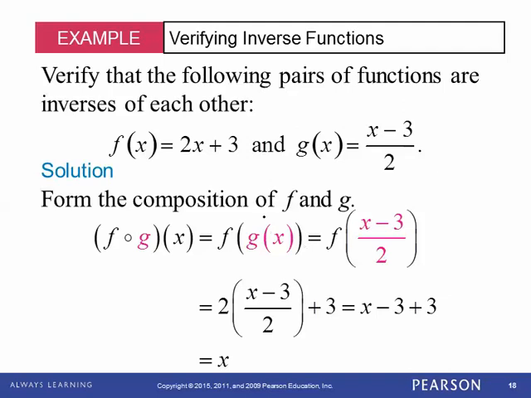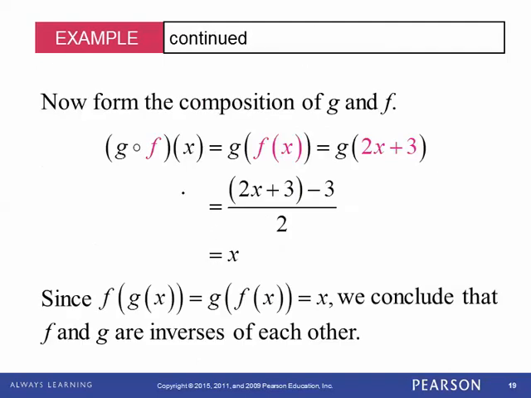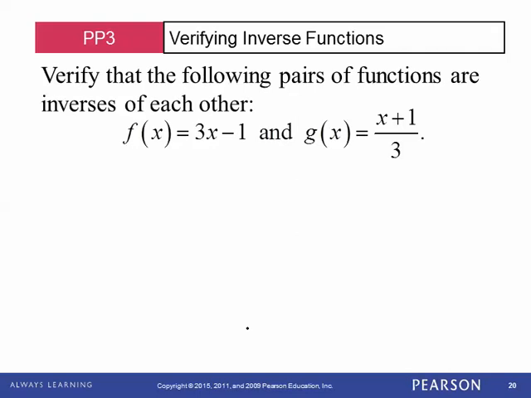So now we got to go the other way. G composed with f. So take the f function, take it into the g function. 3's cancel, the 2's cancel, leaving you with x. So they undid each other's work, therefore these guys are inverse functions of each other. Of course, that's the easy example. You guys get the sophisticated, more difficult challenge. So verify for me that 3x minus 1 and (x plus 1) divided by 3, if those are inverse functions. And again, I'll give you guys a minute, try it yourself.